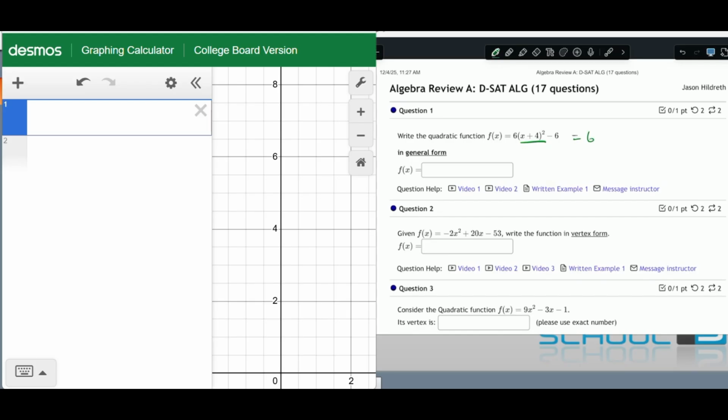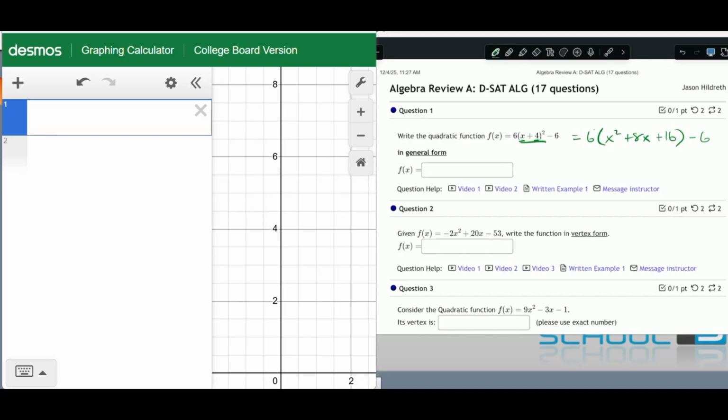So leave the 6 out front. X plus 4 squared, you square the first term. You take the product of the two terms and double it. So x times a positive 4 is 4x. Double that, you get 8x. Square the last term. Positive 4 squared is plus 16. And then the negative 6 still carries along on the outside.